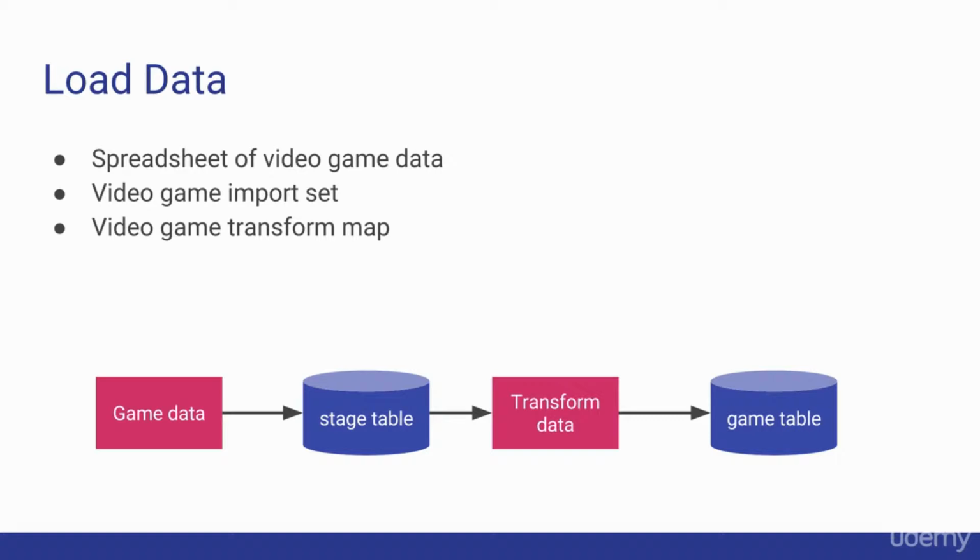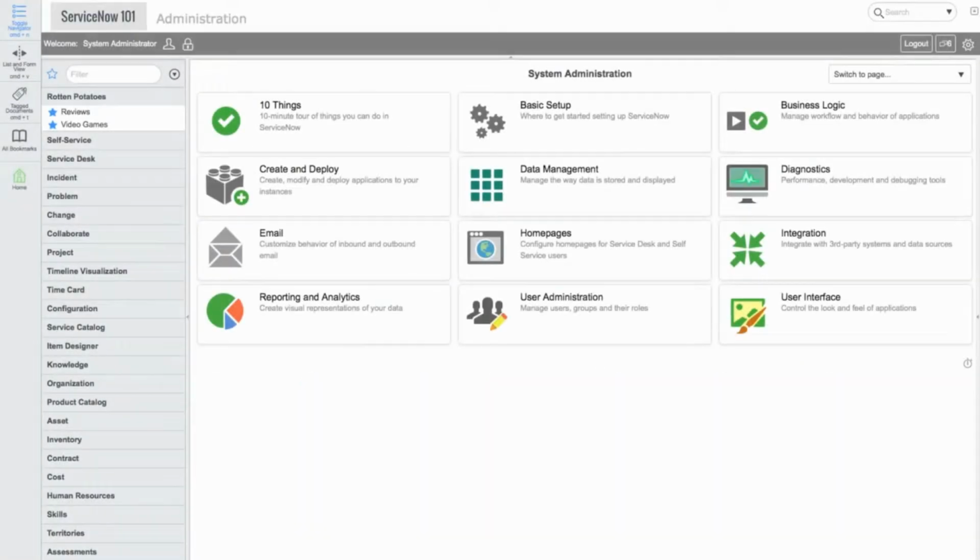First, let's go over what we'll be doing. We'll start by loading a game spreadsheet into a new import set. Then we'll create a new transform map and run the auto mapping assistant. Once the transform map is properly configured, we'll transform the data into the game table. Alright, so let's get started.